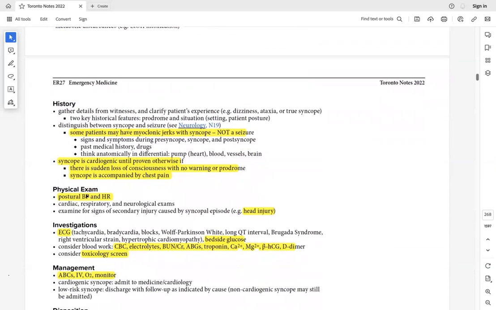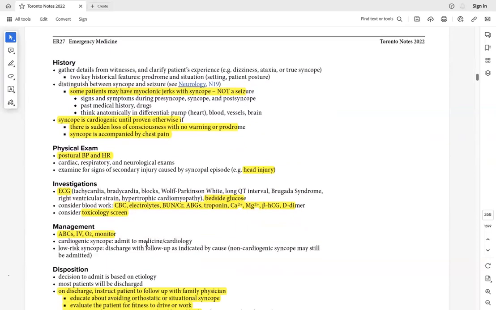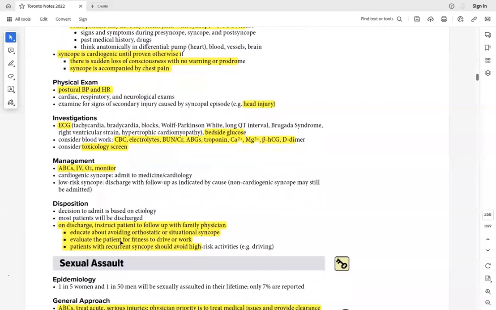What will we do? We will check the blood pressure and heart rate on physical examination, do a complete history, a complete neurological examination, do the ECG of the patient, bedside glucose, CBC, electrolytes, BUN, creatinine, troponins, toxicology screen, and ABC, IV, oxygen, monitor. If there's a cardiogenic cause, then just admit the patient with proper monitoring.